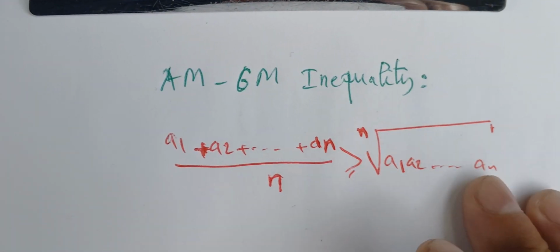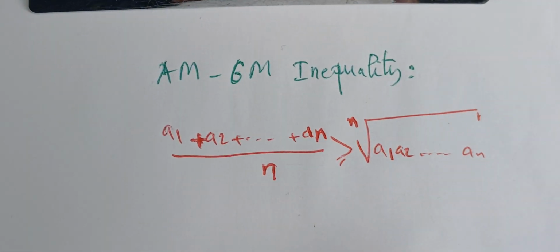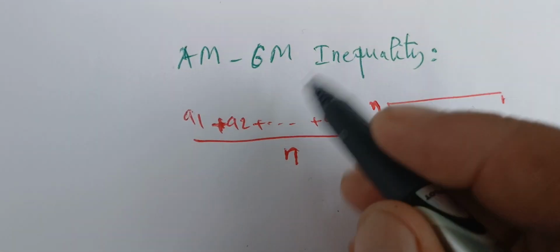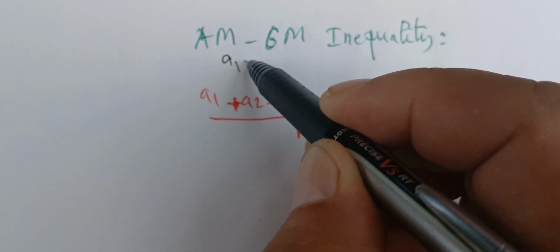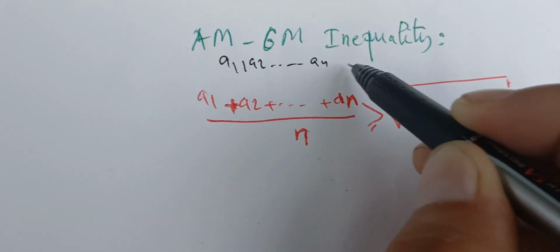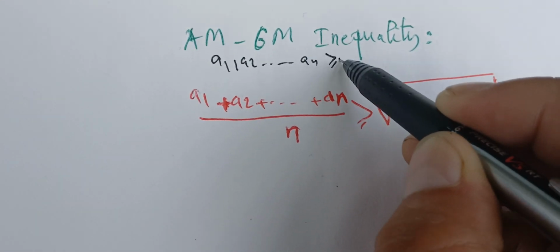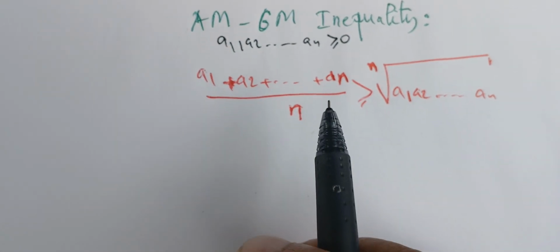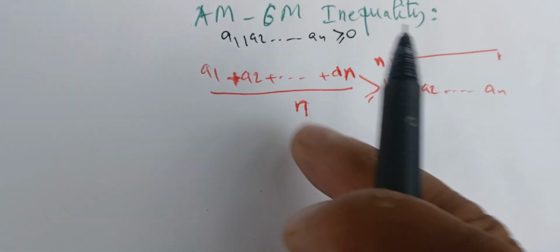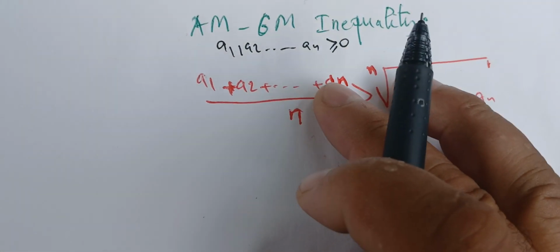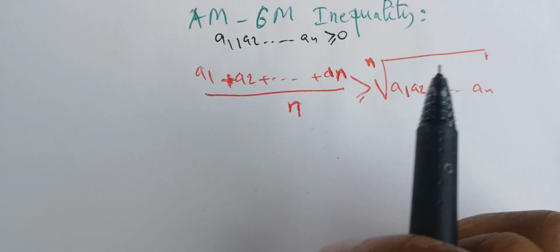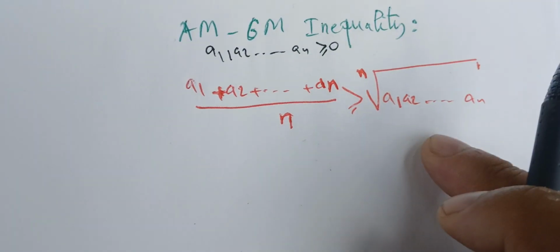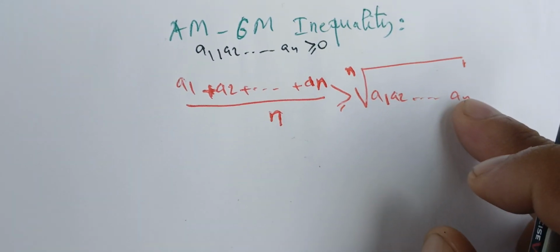In this video, we're going to talk about the arithmetic geometric mean inequality. It states the following. Given that A1, A2, ..., AN are positive numbers in R, we have the arithmetic mean, which is the one on the left, (A1 plus A2 plus ... plus AN) over N, is greater or equal than the nth root of the product of these elements, A1, A2, up to AN.